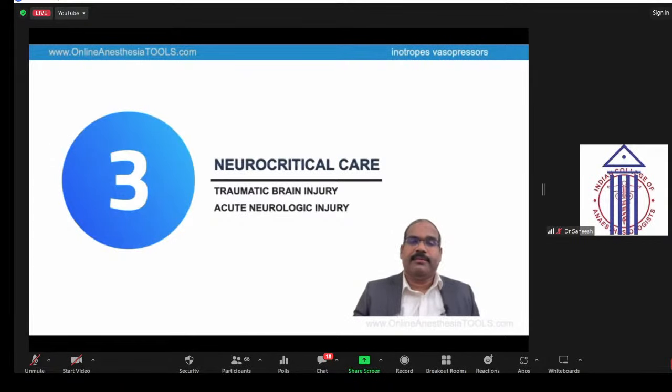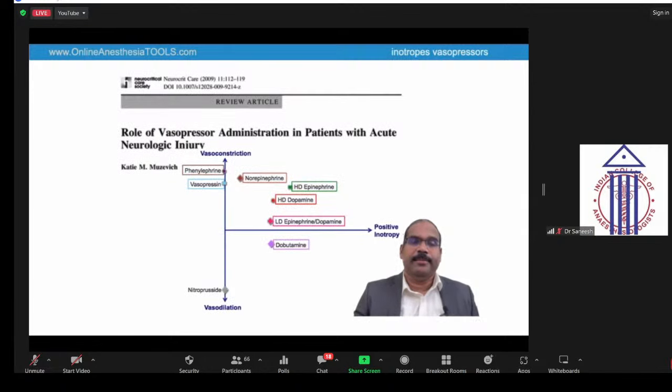Neurocritical care scenarios are very common as we deal with traumatic brain injury and acute neurological injury. The role of vasopressors has been extensively discussed in the literature, and what we actually need in traumatic brain injury is to maintain the cerebral perfusion pressure. We need to choose an agent in this particular zone highlighted here so that we get more increased SVR or increased perfusion to the target organ, which is the cerebrum, so that we can save the perilesional areas from the secondary insult.